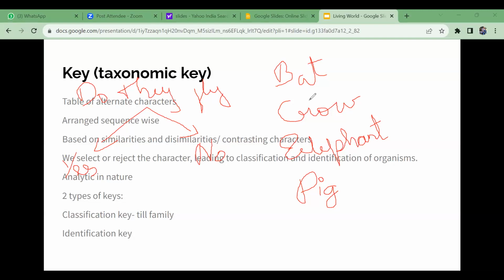Now let's classify crow and bat. Okay. So now which one became the lead? Yes, they fly will become a lead. Now this lead will lead to a next question. Do they have feathers? This is the next lead. Now how many contrasting characters will be in one lead? Two. So what do we call them? Couplets. Yes and no. So if yes, then crow is going to come. If no, then bat is going to come. So one lead will have two couplets. Okay, this is what I wanted to say. So this is about the key.